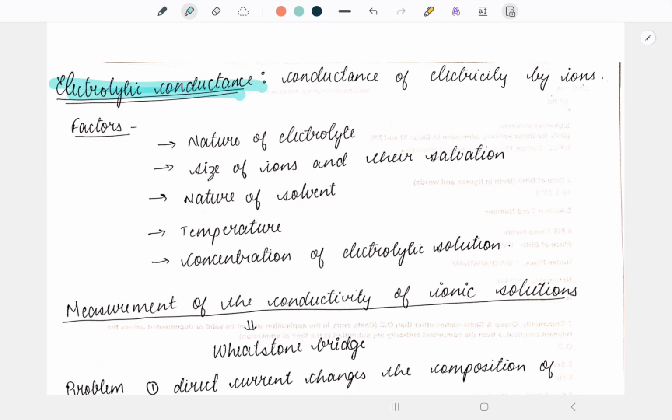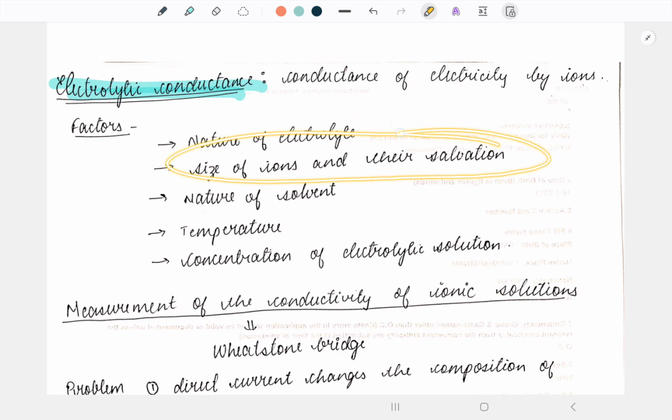So there is a difference between electronic conductance and electrolytic conductance. Electronic is due to electrons, while electrolytic is due to the ions. The factors affecting it include the nature of electrolyte. Strong electrolytes have higher electrical conductivity because they have a large ability to ionize. However, weak electrolytes will have low electrical conductivity.